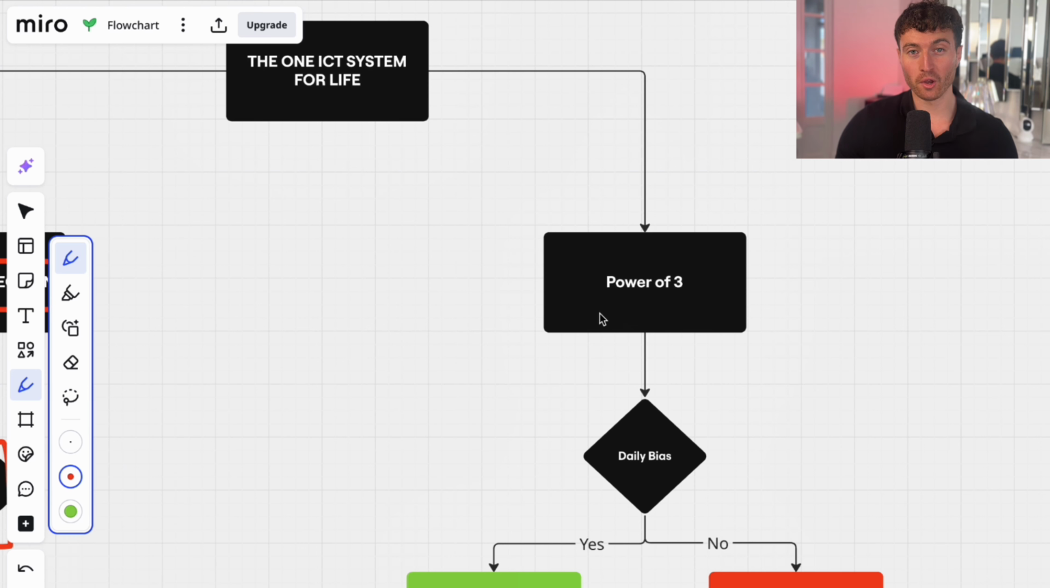And I'm going to be honest with you guys, if you cannot break your system down into a flow chart like this, where the answers are kind of yes or no and black or white, then it's very likely that you're taking a discretionary approach to your trading. And that means that you're relying on your intuition and emotions to make trading decisions. And to be honest, that is why most traders fail.